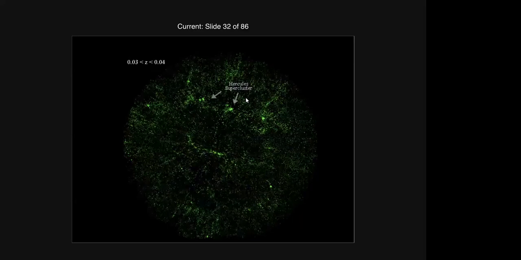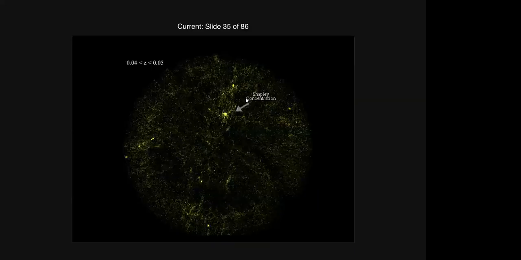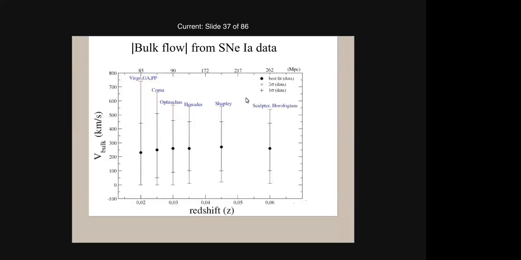And then I do the same exercise for a large volume. Now I add Hercules. The direction is very close to the direction of the CMB dipole. And then I go all the way to the Shapley concentration, which is at around 150 megaparsec. And then you see this is the velocity I have. And then I go even further.